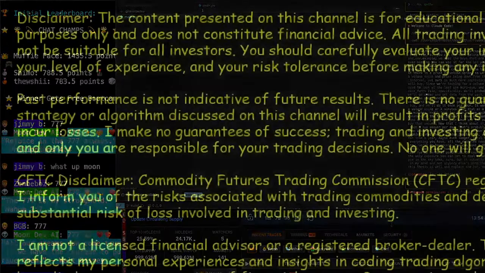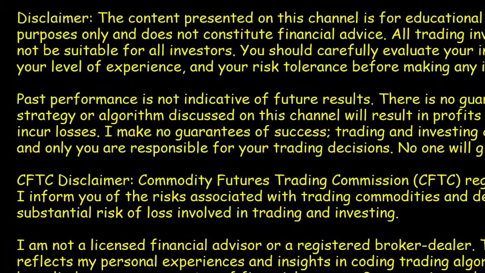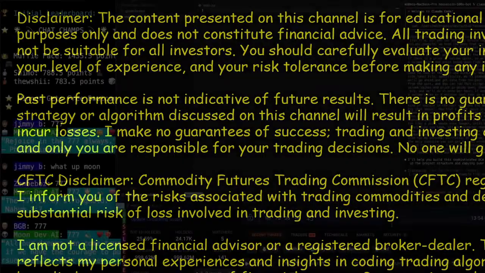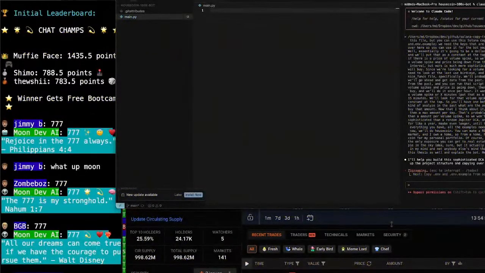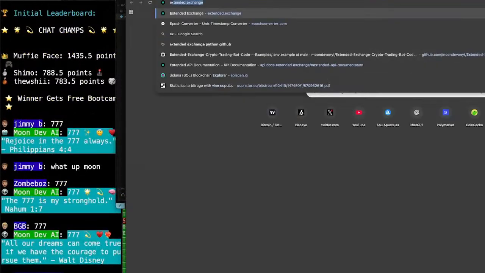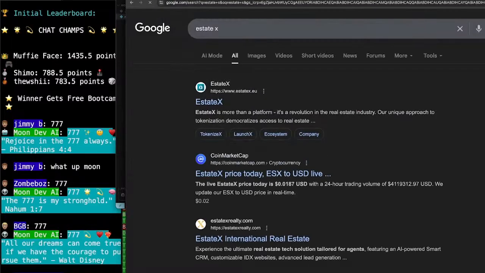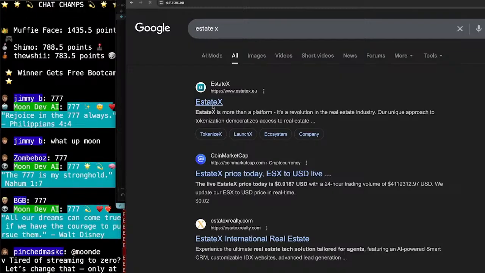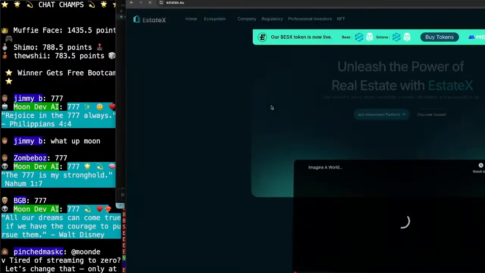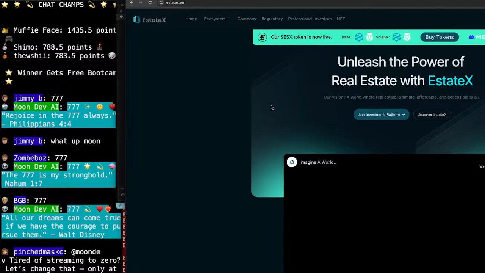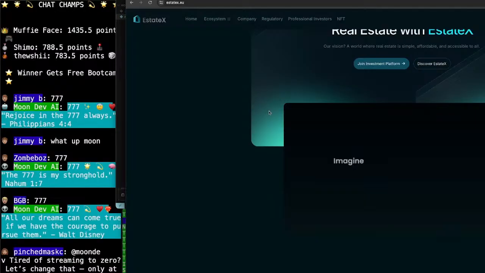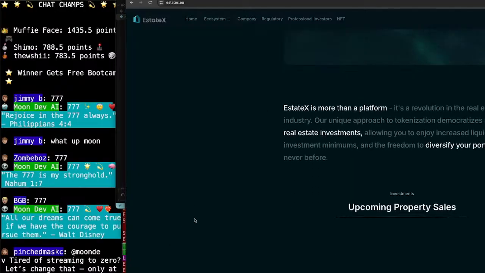Again, none of this is financial advice. I will be buying and I will be selling. I'm building bots for it. So obviously I hold this and will be buying a lot. Check EstateX. EstateX is more than a platform. It's a revolution in the real estate industry. Tokenization. The world is full of endless opportunities. An RWA project for housing.